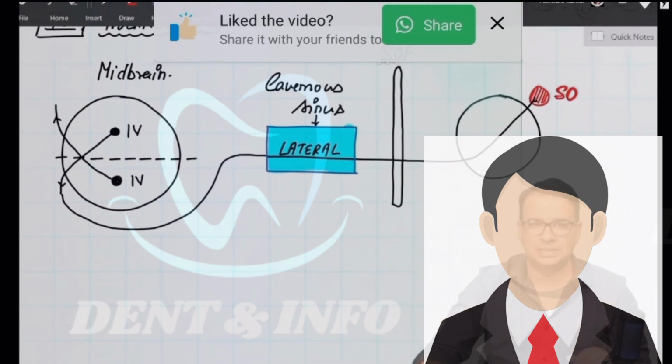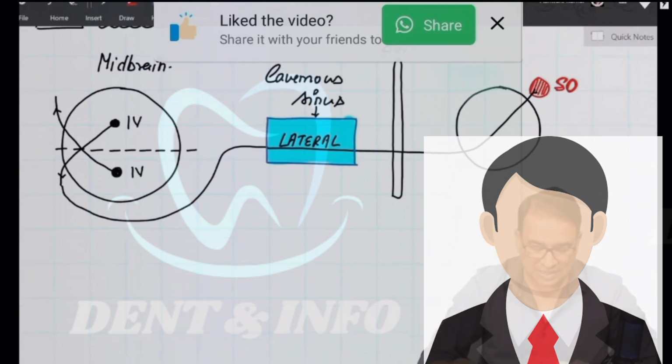And then it is going to supply what muscle? The superior oblique muscle. So the one major change that you will see in the third nerve and fourth nerve is that the third nerve is coming out from the front, and the fourth nerve is basically coming out from the dorsal aspect here.